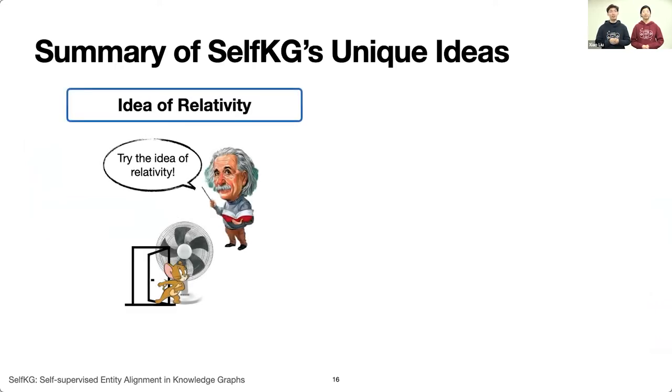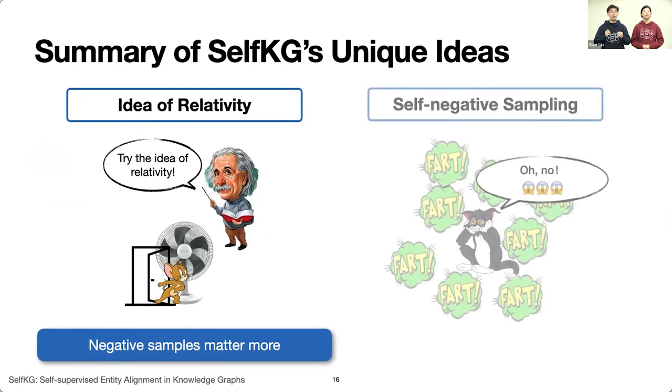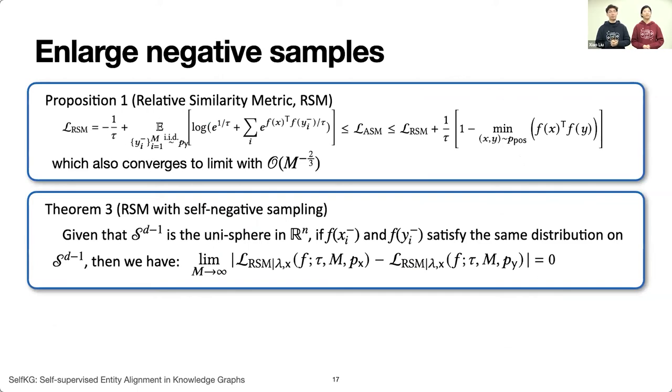And to summarize the story of Self-KG, in this story, we discuss two unique ideas to help them be unsupervised without using labels. The first is the idea of relativity, in which we show that negative samples may matter more in current entity alignment problems. The second is the self-negative sampling, in which we illustrate that the threat of collision must be avoided. And on top of the two ideas, we build our Self-KG algorithm.